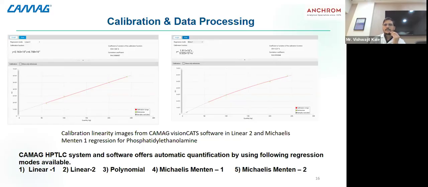And at right hand side, you can see regression selected Michaelis Menten 1 for the same linearity analysis. Here also we got a good CV and R value. So software will automatically plot the linearity curve and do quantification of different impurities from phospholipids, and software will automatically tell you the percentage of particular impurity in your main phospholipid.